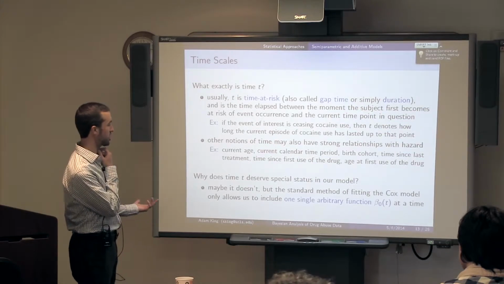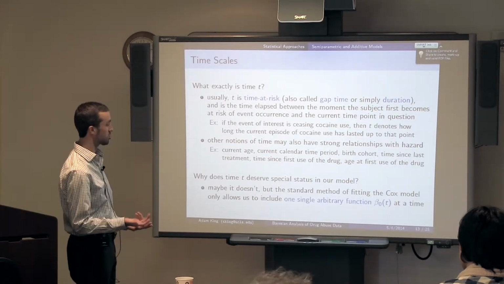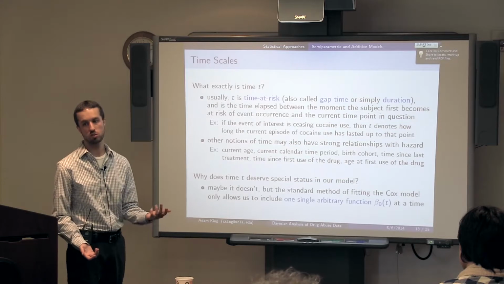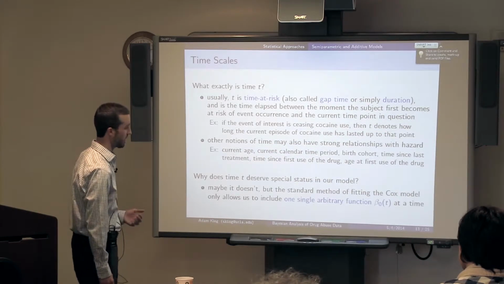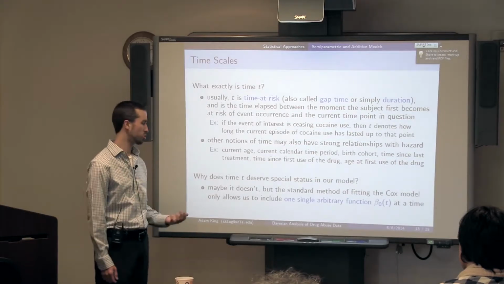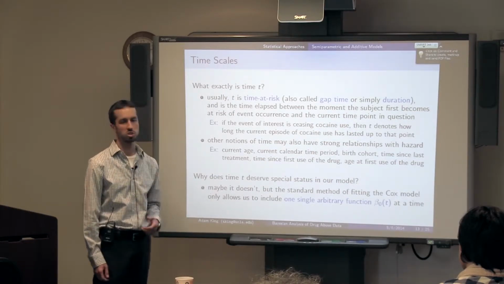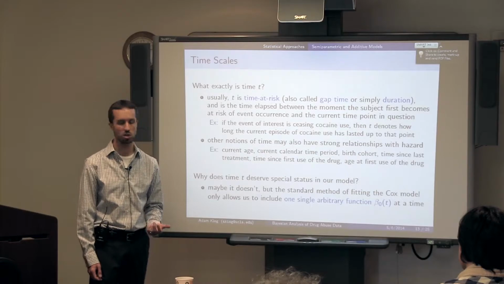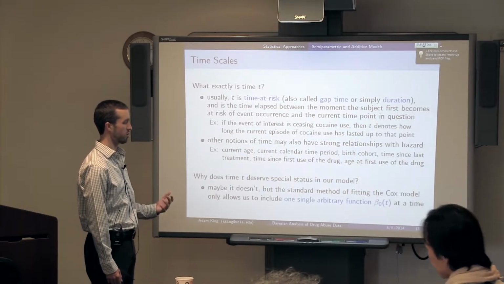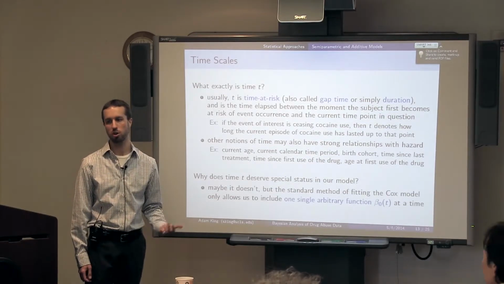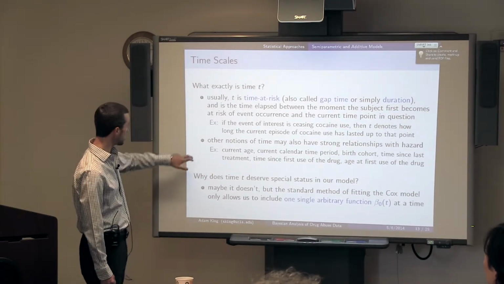So why does t get special status in our model? Does it deserve special status? Well, maybe it doesn't deserve special status, but the thing is, the standard method of fitting the Cox proportional hazards model only allows us to include one single arbitrary function of time, one single baseline hazard. So we shouldn't let that limitation of the classical method of inference drive our modeling decisions.